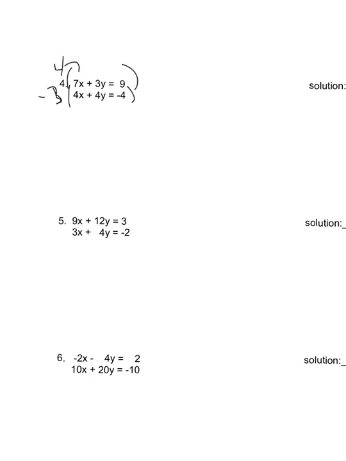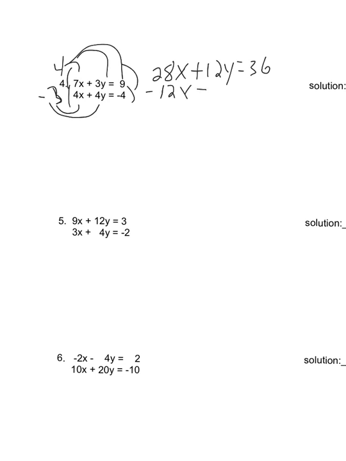4 times 7x is 28x. 4 times 3y is that positive 12 we were talking about. 4 times 9 is 36. Now the bottom, negative 3 times 4x is a negative 12x. Negative 3 times 4y would be a negative 12 we were talking about. And negative 3 times a negative 4 would be a positive 12. As we see, the 12's cancel. 28 minus 12 is a positive 16.